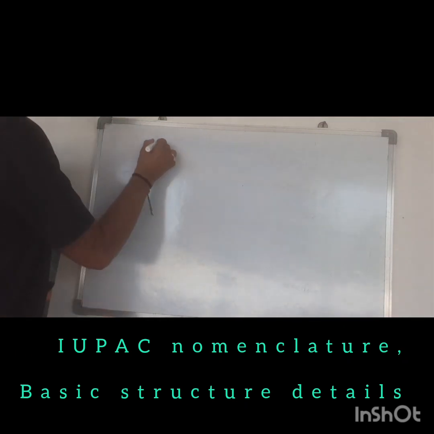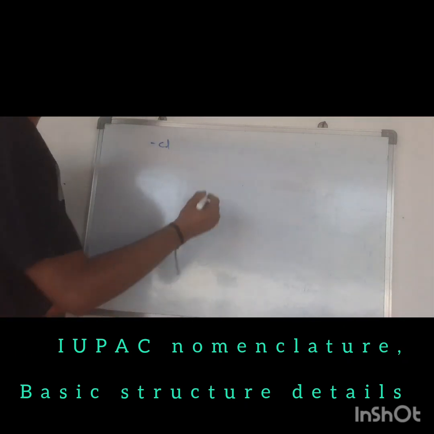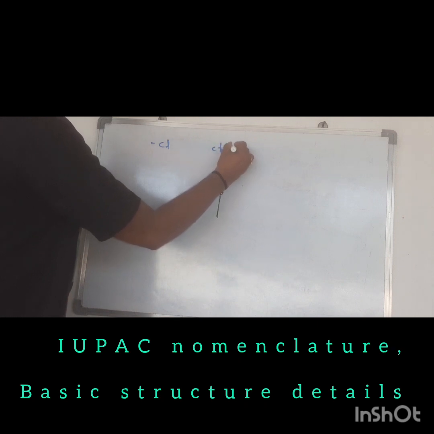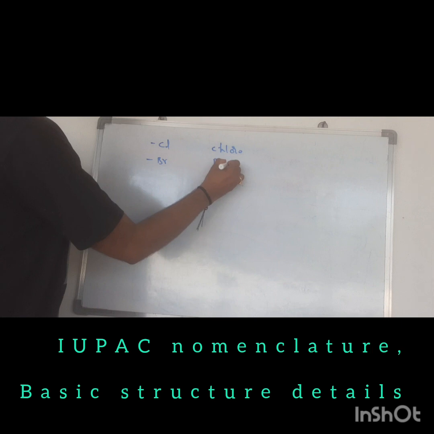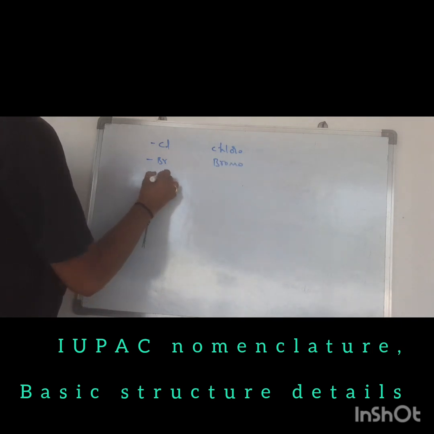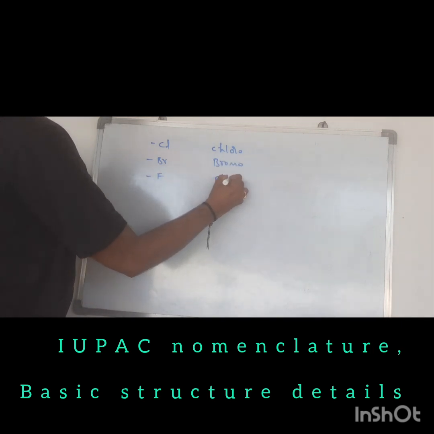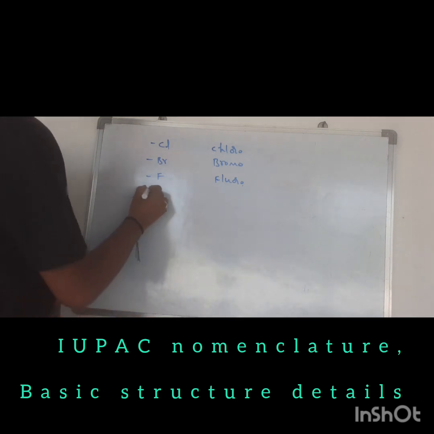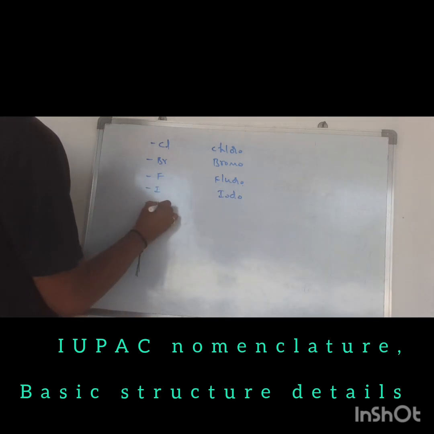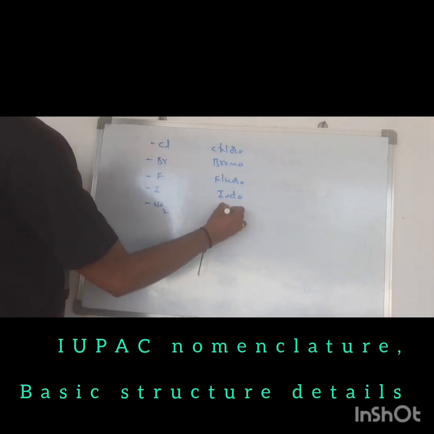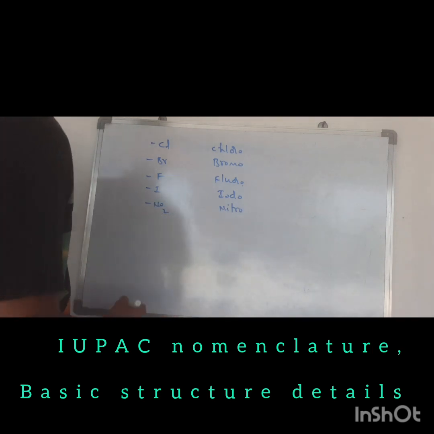For example, if chlorine is present in the secondary prefix, we simply use chloro. If bromine is there, we know it is bromo. Fluorine, if it comes, means fluoro. Iodine means iodo. NO2 means the nitro group. It is called nitro.